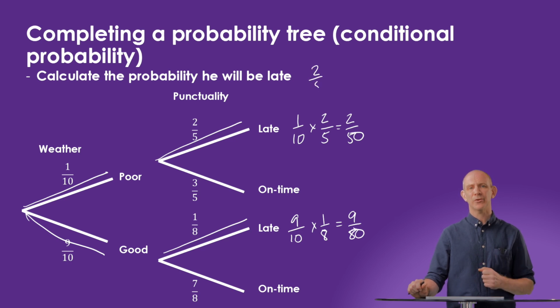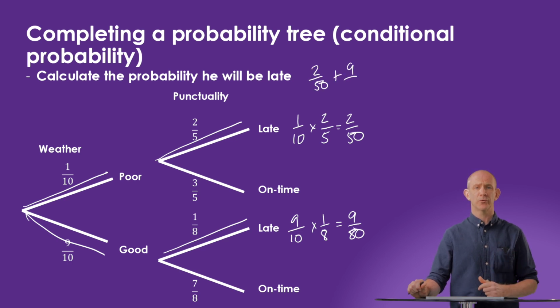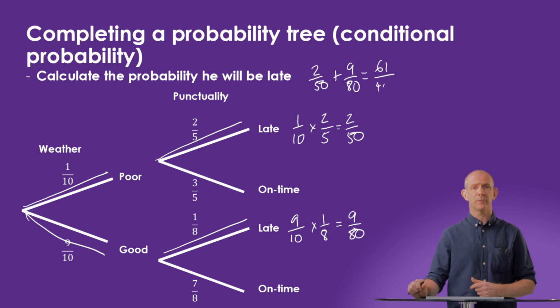If we add these together, we get 61 over 400, which you may want to turn into a decimal of 0.1525. So it looks like just over 15% of the time. This is going to be the overall probability that he'll be late.